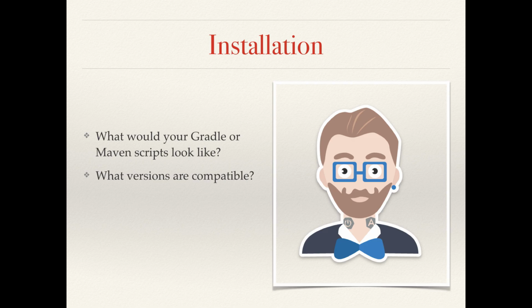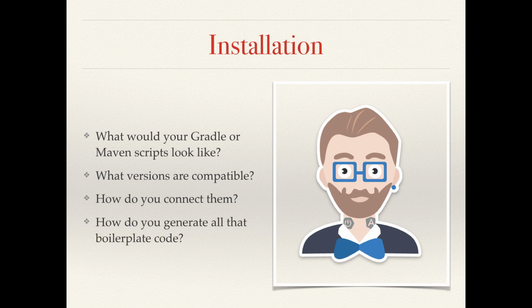Well, JHipster has you covered because they have taken the time and done the research for you. And even if you get all these installed and you got the versions matched up, how do you connect them? What do the connection strings look like? You got to create the accounts and all these different things. And then finally, how do you generate all that boilerplate code? It's really a mess, and I don't recommend you go down this way because JHipster will take care of all of that for you.